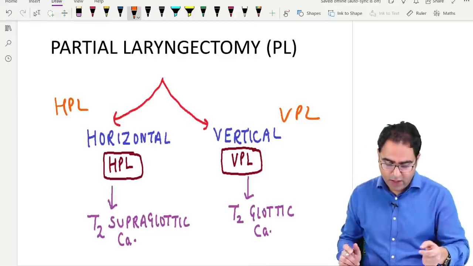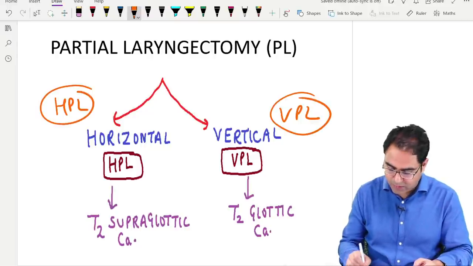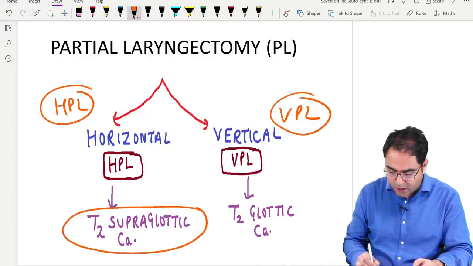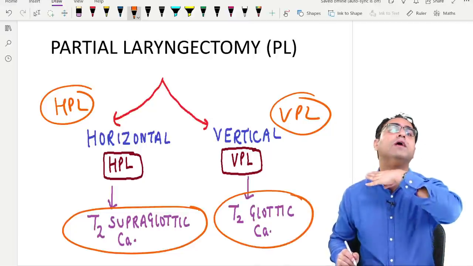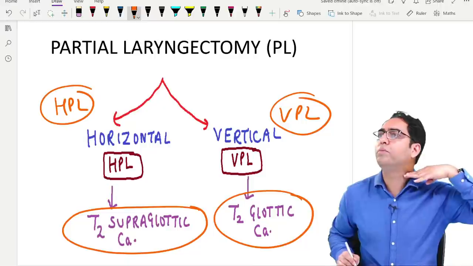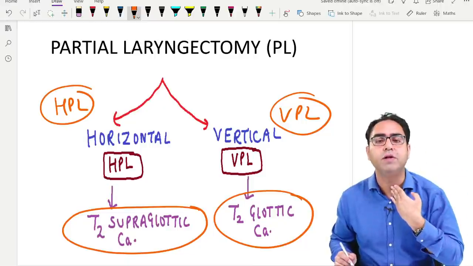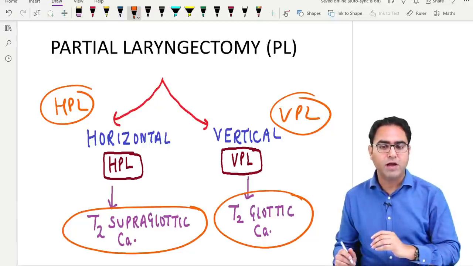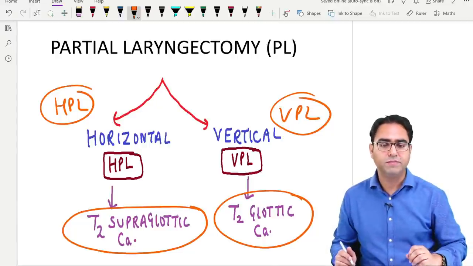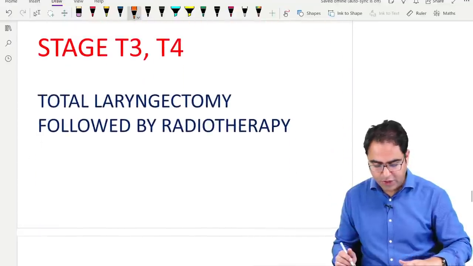Okay, fine. Horizontal partial and vertical partial. Horizontal partial is done for T2 supraglottic and vertical partial is done for T2 glottic cancer, beta. Look at me: you cut like this, horizontal partial. You cut like this, vertical partial. So horizontal partial is done for T2 supraglottic and vertical partial is done for T2 glottic cancer. Okay, fine. Now T3, T4.